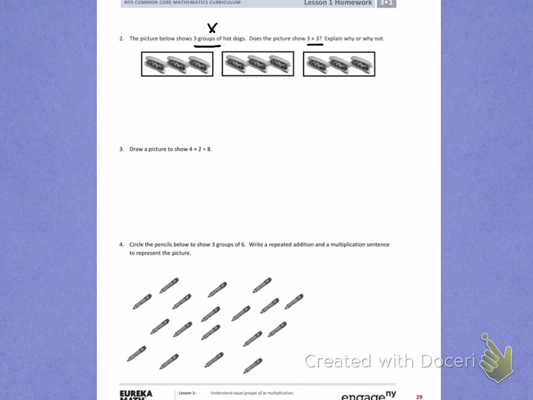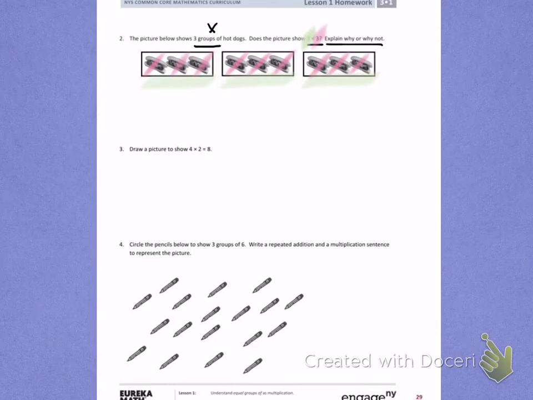When I look at this picture, I can see 1 group, 2 groups, 3 groups. So far we do have 3 groups. We need to check and see if in each group there are 3 hot dogs. In the first group we have 1, 2, 3 hot dogs. In the second group, 1, 2, 3 hot dogs. In the third group, 1, 2, 3 hot dogs. So again, this picture is showing 3 groups of 3.